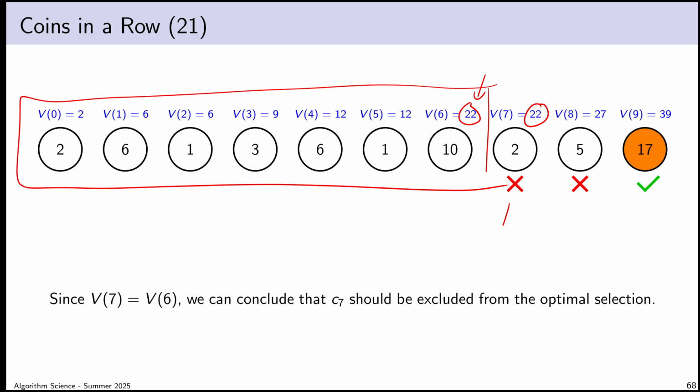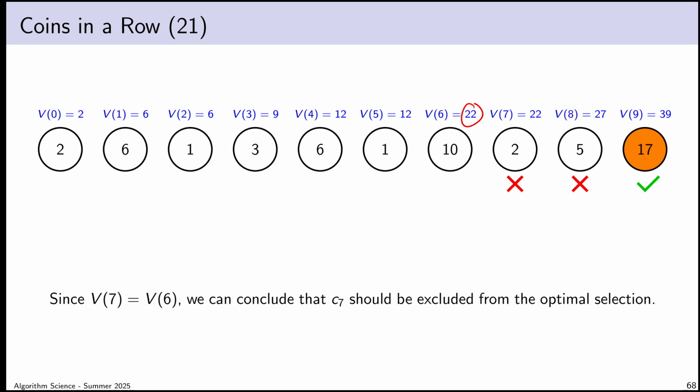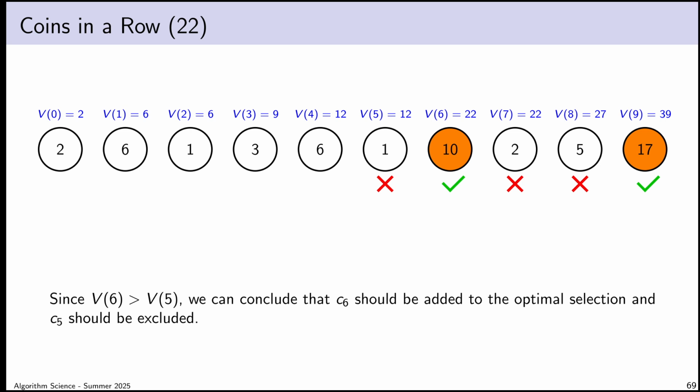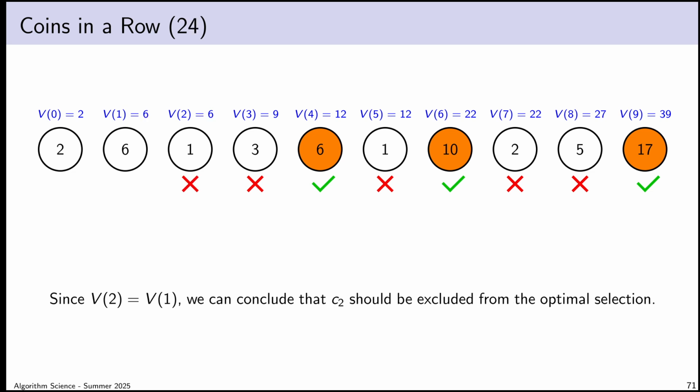Okay, now I look at coin 6. V6 is greater than V5, which means I should include coin 6. Otherwise, I don't get the same value potential. So I include coin 6. That excludes coin 5 automatically. I look at V4. It is greater than V3, so I include coin 4. And that excludes coin 3. I look at V2. It is the same as V1, which means nothing. It doesn't hurt me if I exclude C2. So I exclude C2, and then I look at V1 and it's greater than V0, so I include C1.